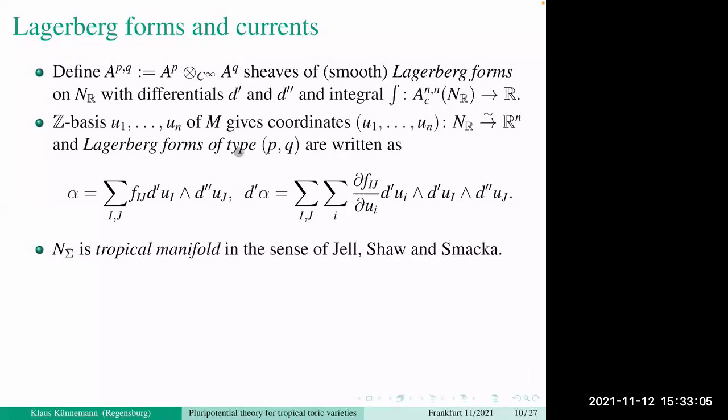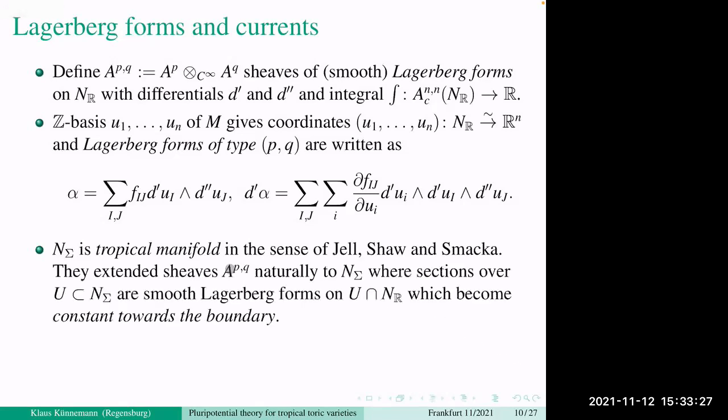But of course, now we do not just want to work with N_R, but we want to work with this compactification. Yeah, so now we observe, first of all, N_Σ is a tropical manifold in the sense introduced by Jell, Shaw, and Smacka. And they have also investigated the question how to extend these forms here. And I will just give you the result.